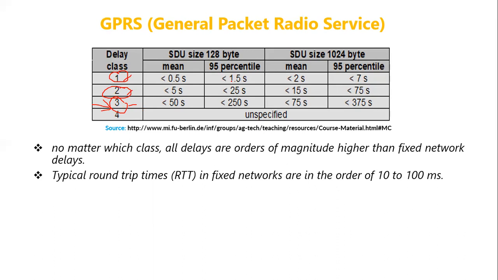Similarly, this is the 95 percentile delay. This is the delay for a packet of size 128 bytes, and this is the delay for a 1024 byte packet. So this is how the delay characteristics of GPRS were specified.